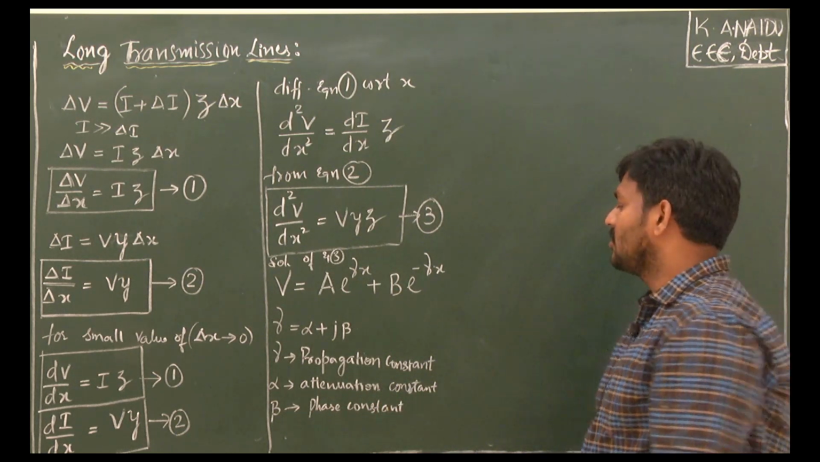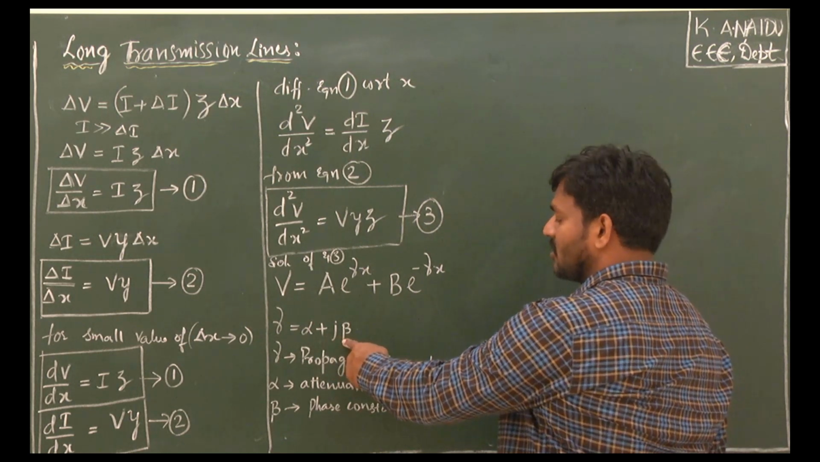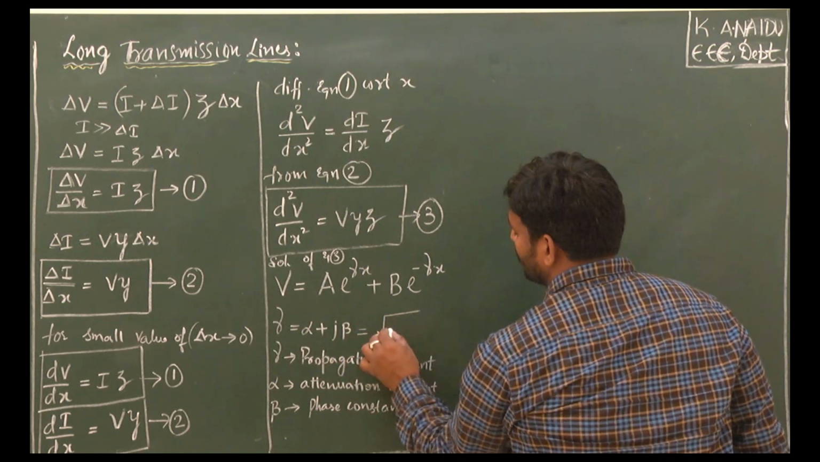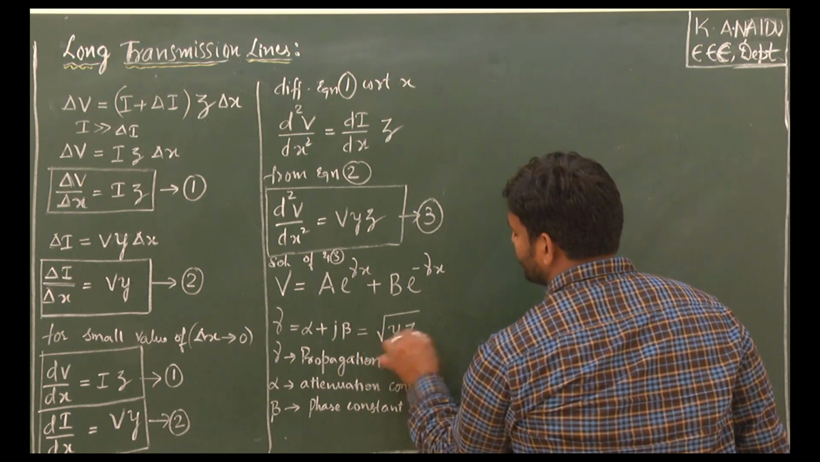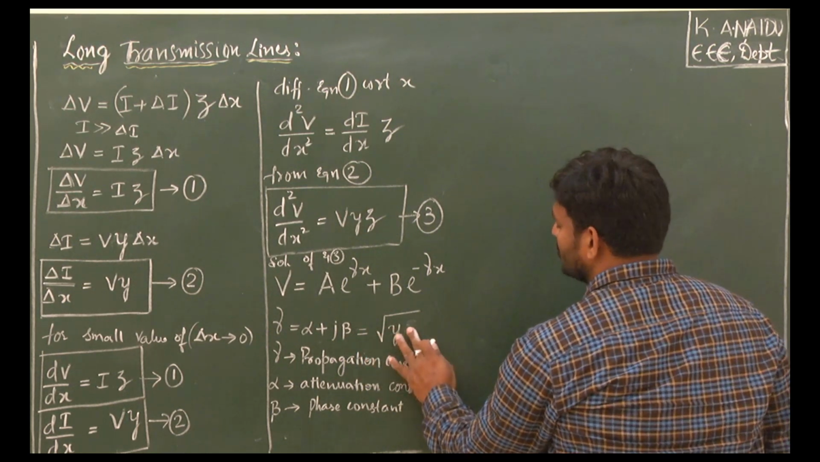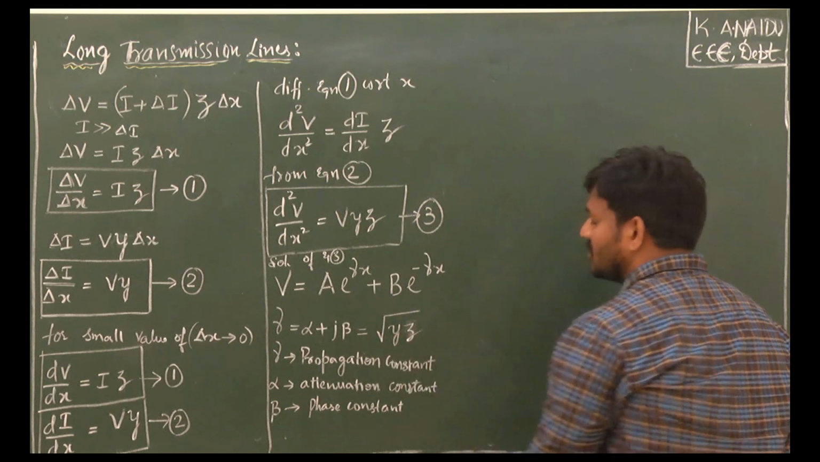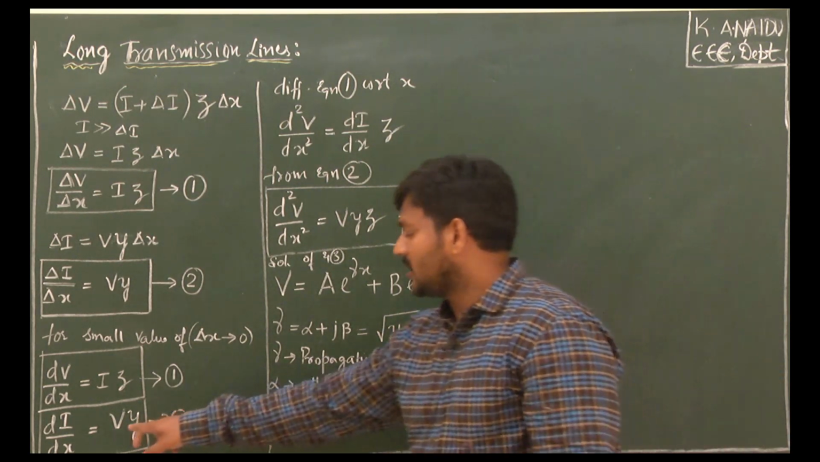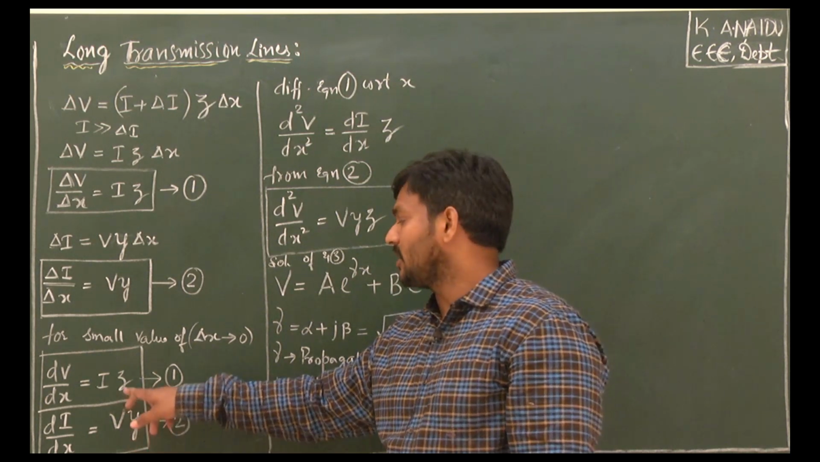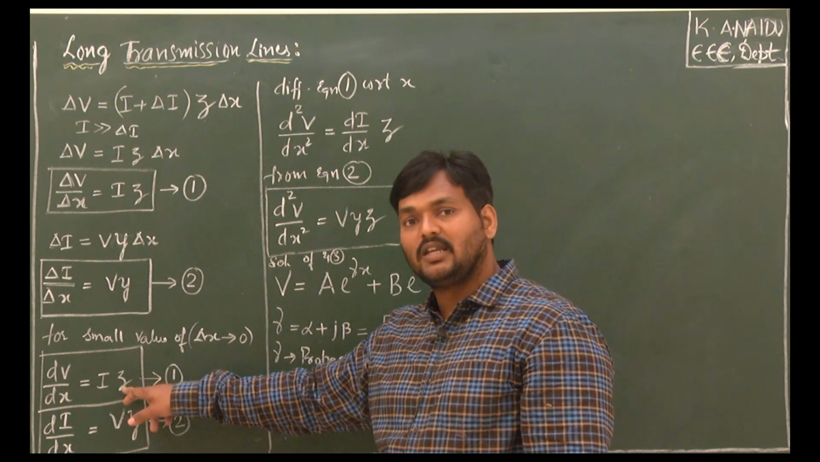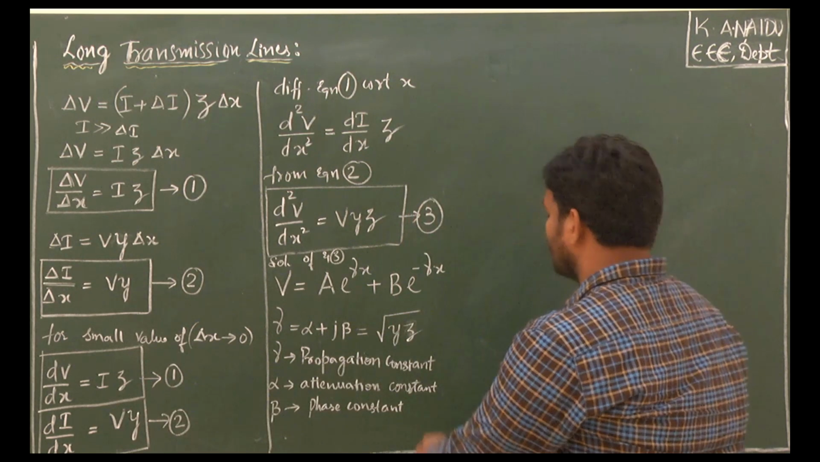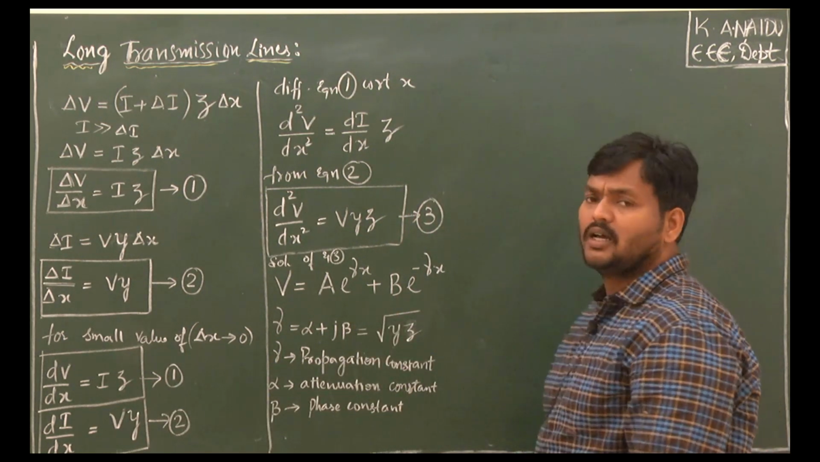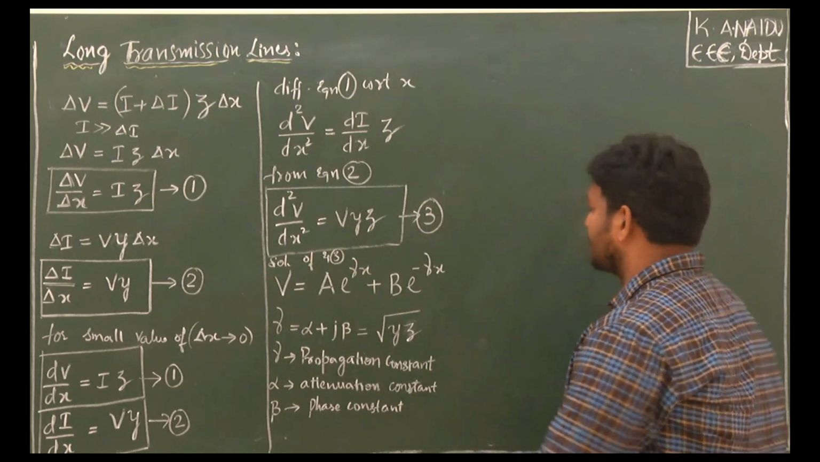Gamma is a complex quantity and it is given by the formula square root of y into z. Gamma is given by square root of y into z. What is y? Y is admittance, shunt admittance per unit length. Small z is series impedance per unit length. Square root of y into z is nothing but gamma. Gamma is called the propagation constant.